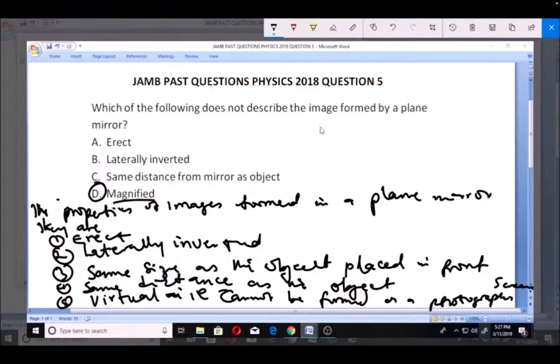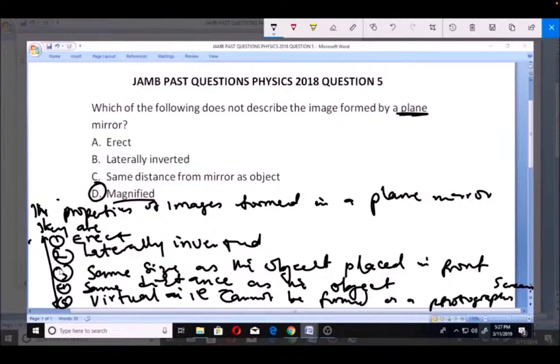So images that are formed by a plane mirror, very, very important, they are not magnified, unlike that of concave and convex lenses. For plane mirror, you don't have magnification. So D is the right answer to this, because these are actually the properties of images formed by a plane mirror.